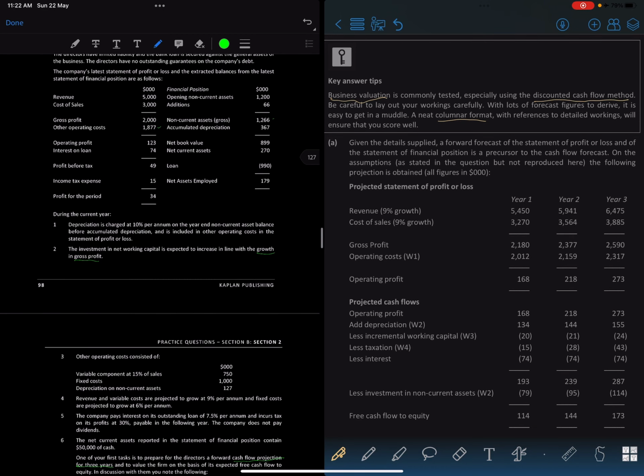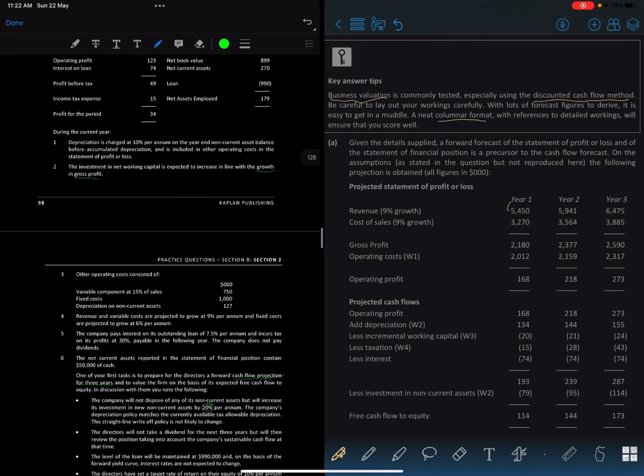So the revenue is 5,000, and in year 1 it's going to grow by 9%. So 5,000 into 1.09, and then you just grow it again by 1.09. Cost of sales is 15% of sales.